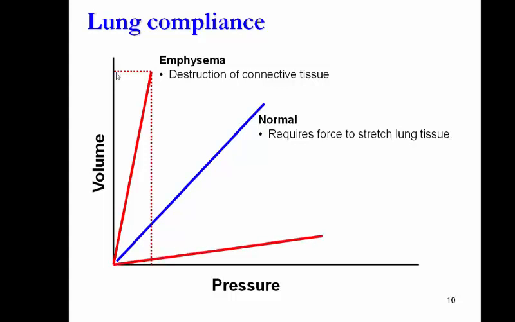On the opposite side of that normal healthy lung is a lung that requires a very large application of force to produce a very small change in volume. And this is characteristic of a fibrotic lung or fibrosis. And in this particular case, we have additional fibrotic, very stiff tissue that gets laid down in the lung, and that enhanced stiffness makes it so much more difficult to cause a volume change.